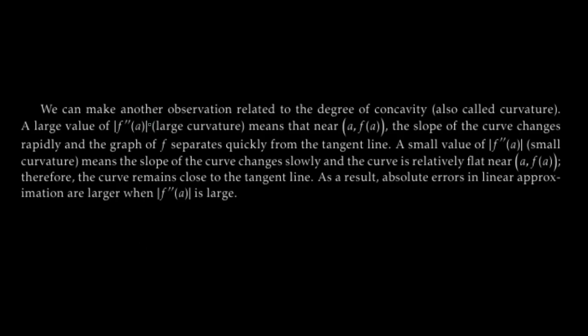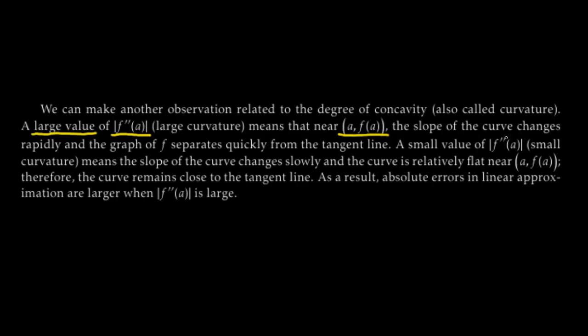So this is generally called curvature. And this tells us something about the degree of concavity. Basically, the way you can think of it is that the absolute value of the second derivative at a point is the curvature of the graph. This says if you've got a large value of f double prime of a, in absolute value at least, big and positive or big and negative, then near the point a, f of a, the slope of the curve changes rapidly, and the graph separates extremely quickly from the tangent line.